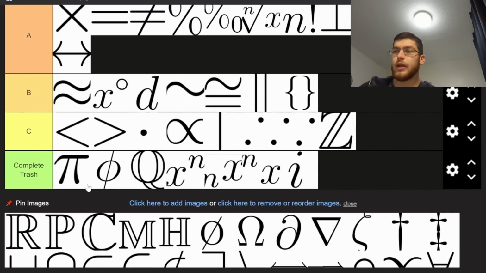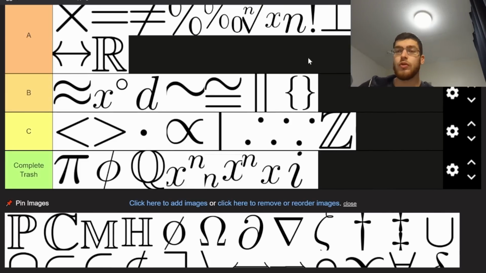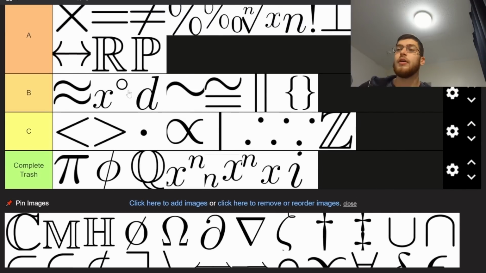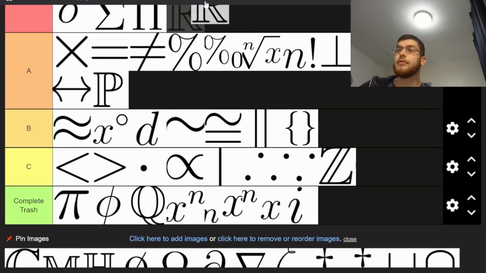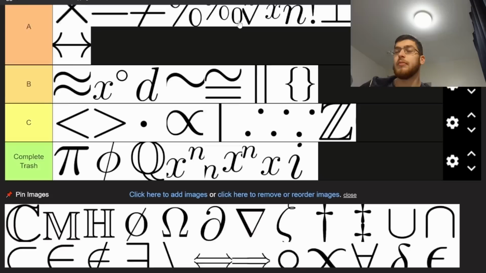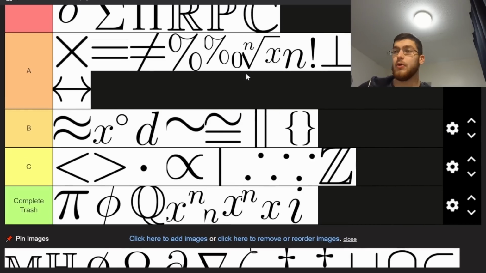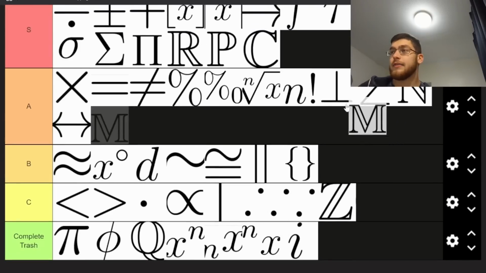Right up there with these two here. The letter R, the reals, perfect, perfect. What else would you use? Okay. P for primes. P for primes is perfect. C, actually, we're going to put them in S tier because there's nothing wrong with them. Okay, I like them. C for complex numbers. Again, S tier. Complex, C. Boom. M for matrices, S tier.